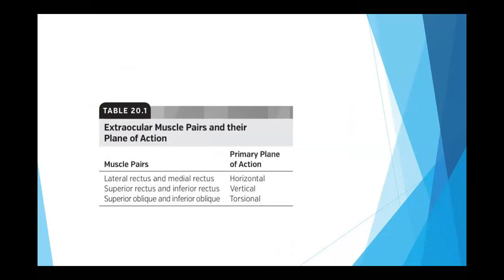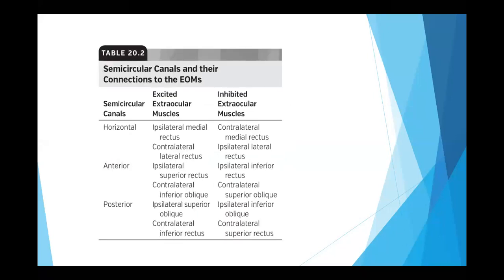So this is actually in correlation with your vestibular system. So your semicircular canals and your muscles are all connected. How? As I told you, what is responsible for the horizontal movement of the eyes? Lateral rectus and medial rectus. For the vertical, you have superior rectus and inferior rectus. And torsional means rotation: the superior oblique and inferior oblique.